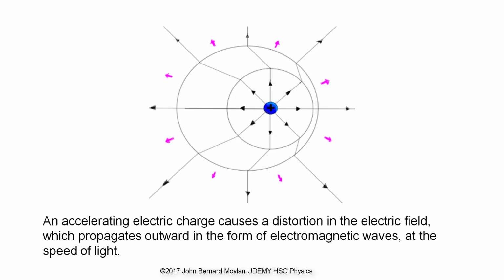An accelerating electric charge produces electromagnetic waves. This is because the acceleration of the charge distorts the electric and magnetic field lines associated with the charged particle, and this distortion propagates outwards at the speed of light. This is illustrated in the diagram, where you can see the distortion of the electric field caused by the acceleration of the particle, and the purple arrows represent the propagation of this distortion outwards.